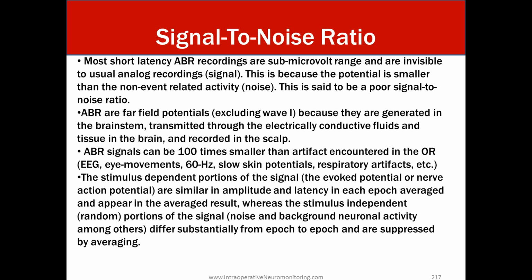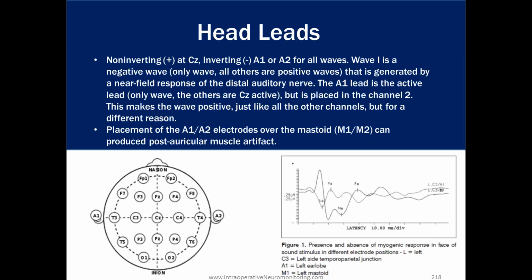The stimulus-dependent portion of the signal, or the evoked potential or nerve action potential, is similar in amplitude and latency in each epoch, averaged and appears in the average result, whereas the stimulus-independent or random portions of the signal, like the noise, differ substantially from epoch to epoch and are suppressed by averaging. So I did have a bunch of additional mathematical equations that showed, because of the small amplitudes versus something like a sensory nerve action potential, how many sweeps or traces are needed between the two. But you can go back to the prior videos and work that math when I went over the signal to noise ratio there.